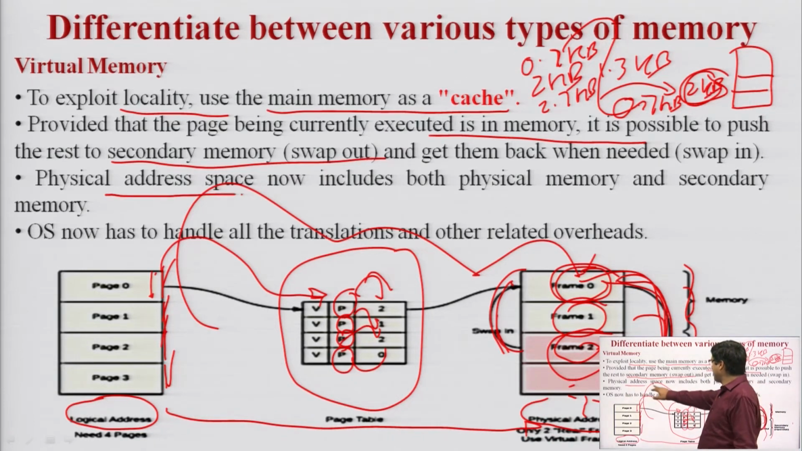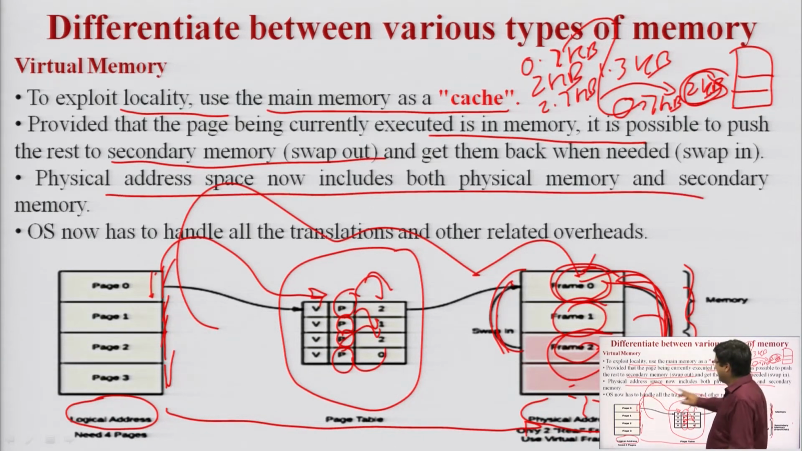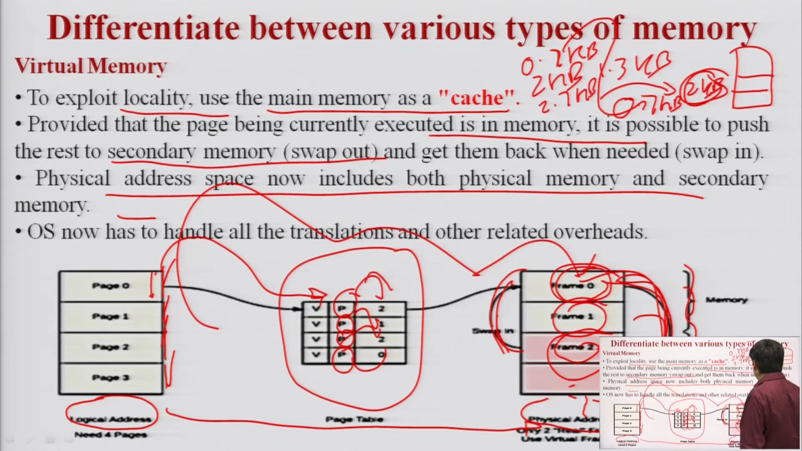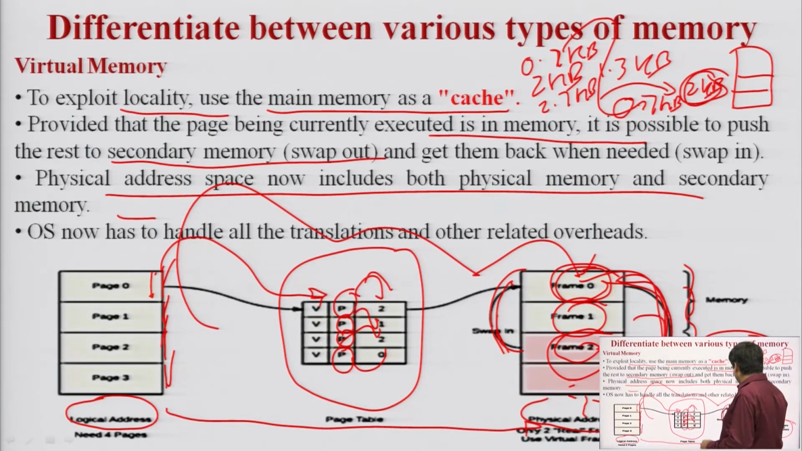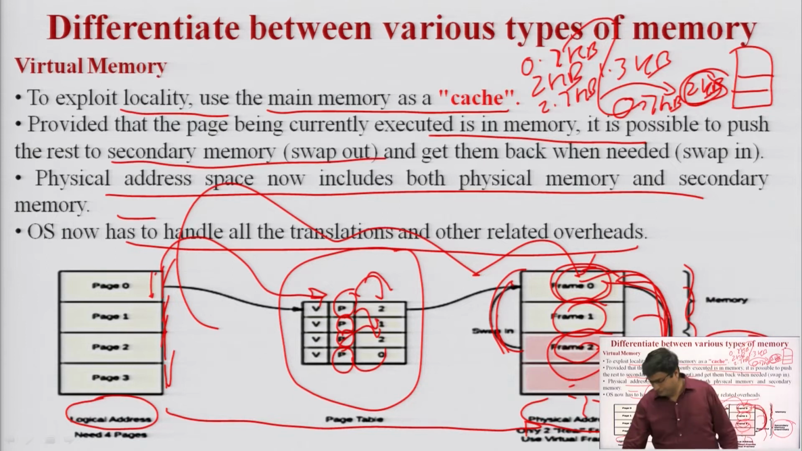So the physical address space now includes both the physical memory and the secondary memory. That is, secondary memory means the hard disk that is used in our laptop system. Okay. So the operating system now has to handle all the translations and other related overheads. It has to handle all the types of memory, including secondary memory, and utilize the concepts of paging and segmentation.